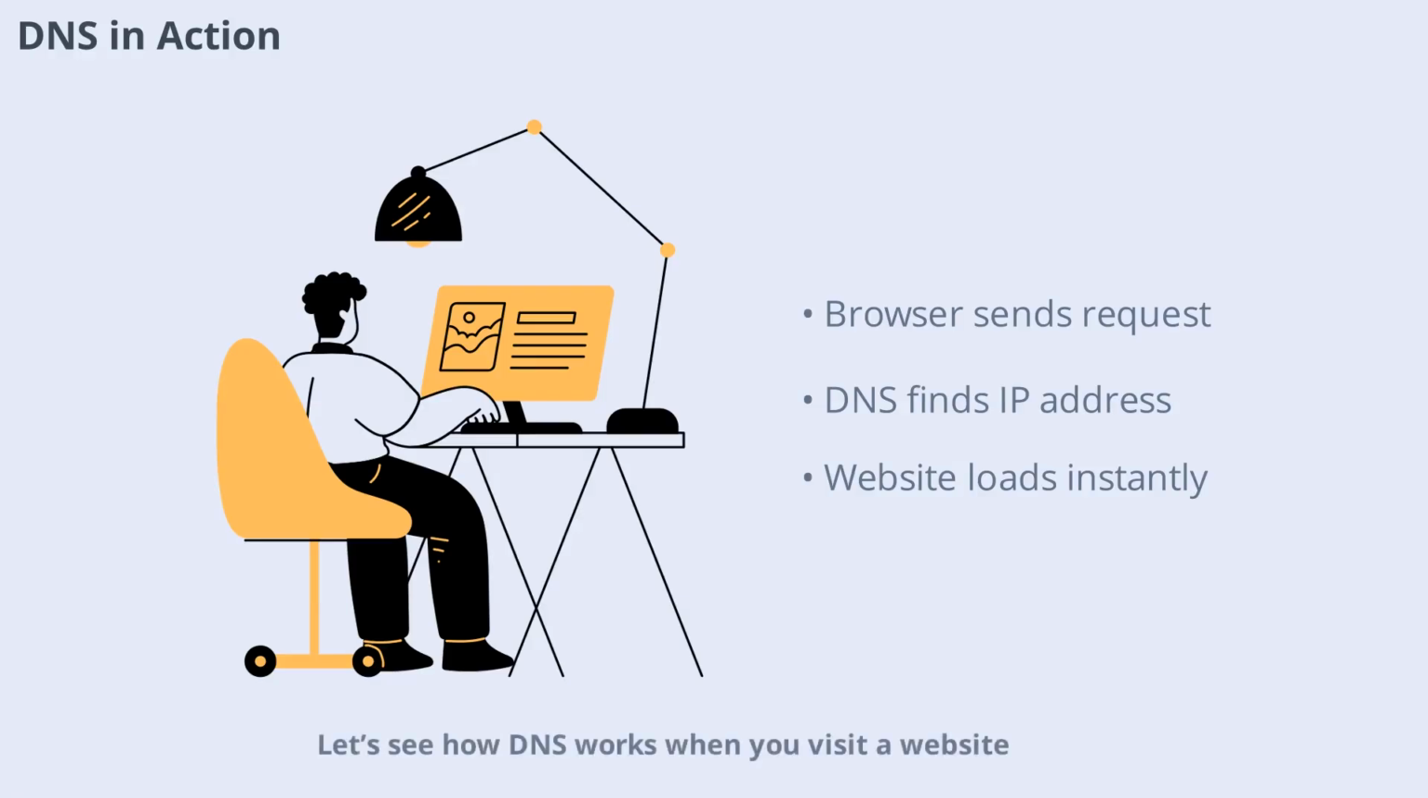See how DNS works when you visit a website. When you type a domain name like google.com into your browser, your computer sends a request to a DNS server. The DNS server then looks up the IP address associated with that domain name. Once it finds the correct IP address, your browser connects to the server hosting the website and the page loads on your screen. This entire process happens in just seconds, making web browsing seamless.